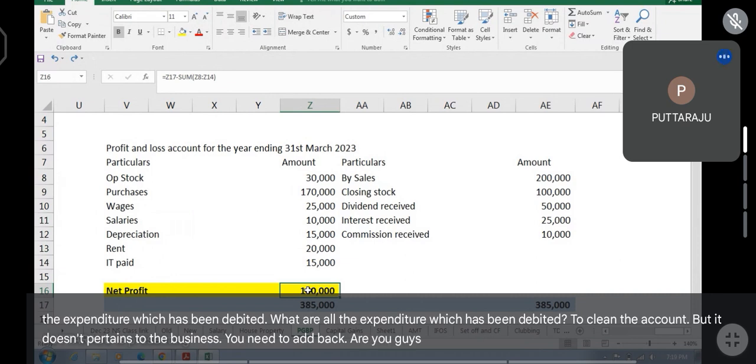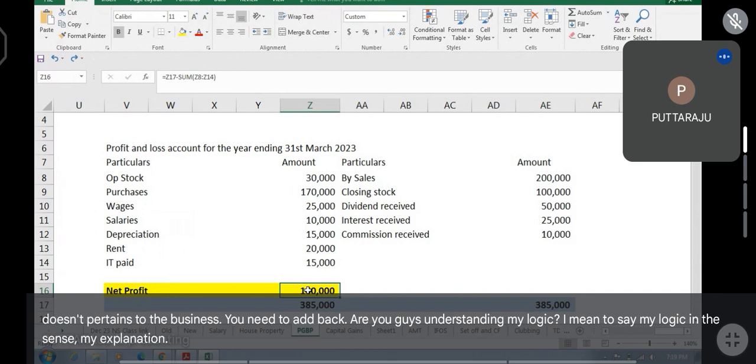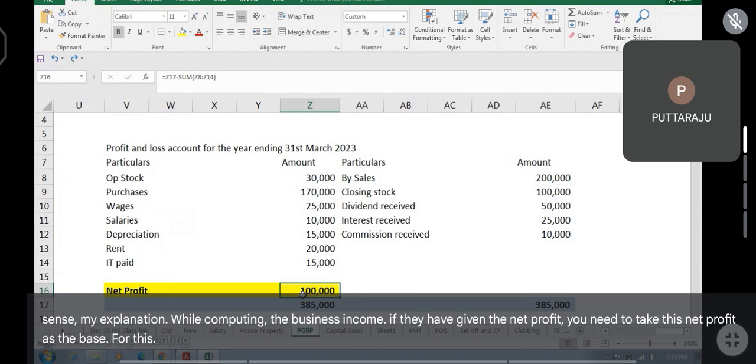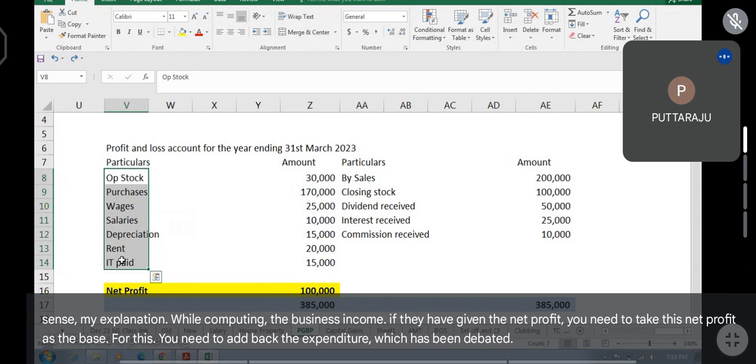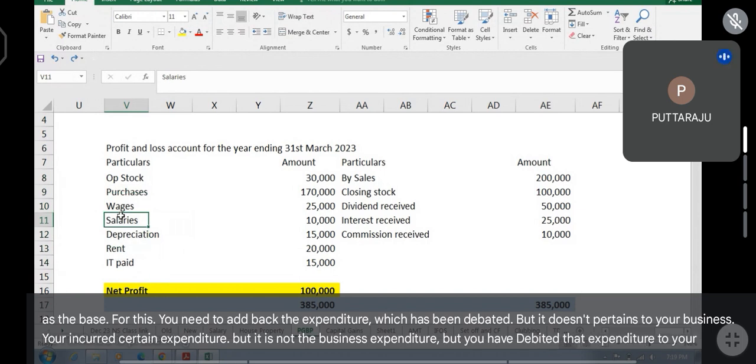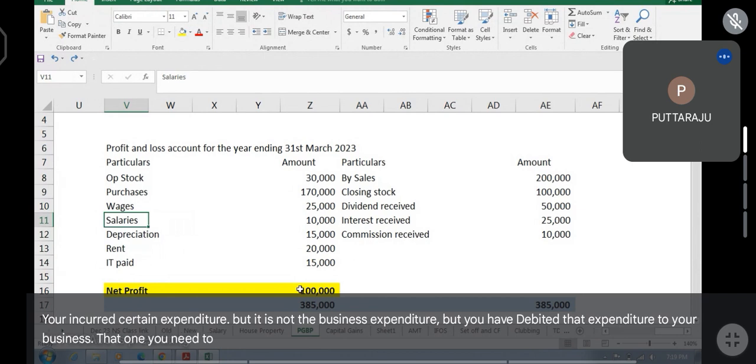Are you understanding my logic? I mean my explanation. While computing the business income, if they have given the net profit, you need to take this net profit as the base. For this, you need to add back the expenditure which has been debited but does not pertain to your business. You have incurred certain expenditure, but it is not a business expenditure, yet you have debited it to your business. That you need to add back.